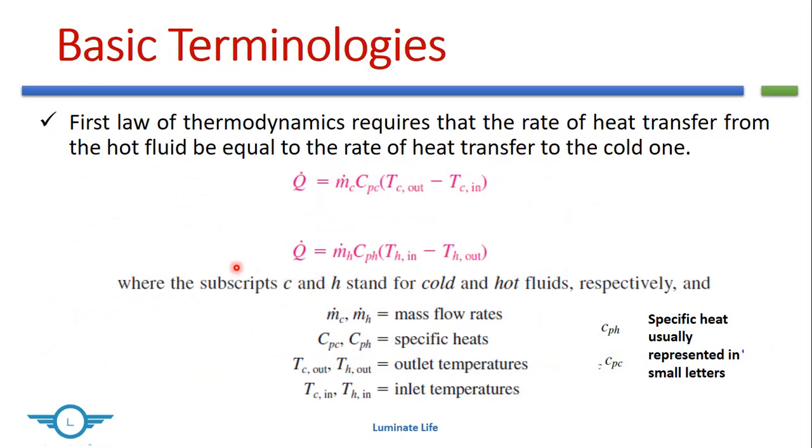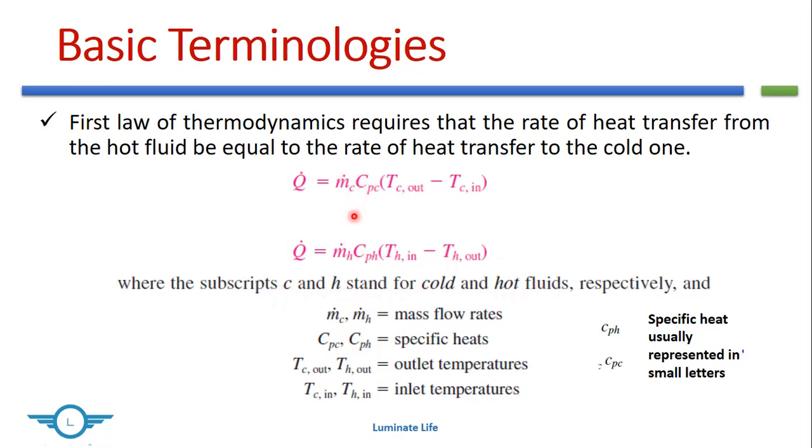Firstly, the heat exchanger should obey the first law of thermodynamics, that is, energy is to be conserved. So the heat lost by the hot fluid is supposed to be gained by the cold fluid. So that heat transfer rate we can express by the general formula m Cp delta T. For the cold fluid, I can write it as m dot c Cpc (Tc out minus Tc in), and for the hot fluid, I can write it as m dot h Cph (Th in minus Th out). Now here the subscripts c and h stand for cold and hot fluids.